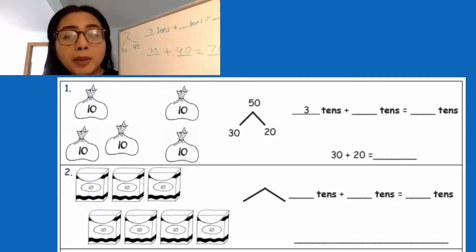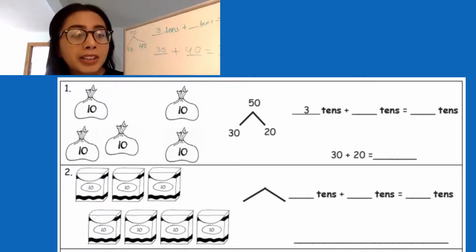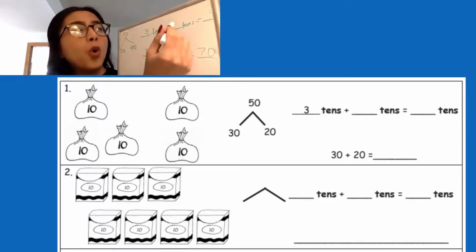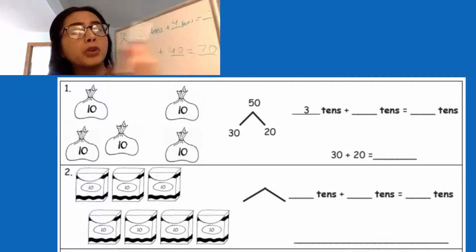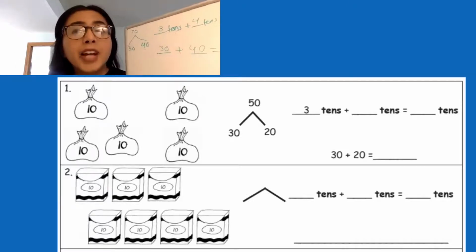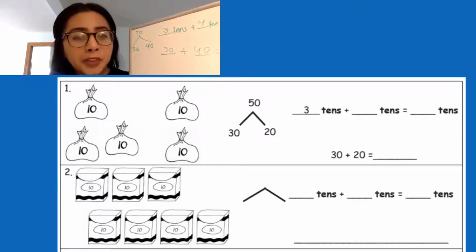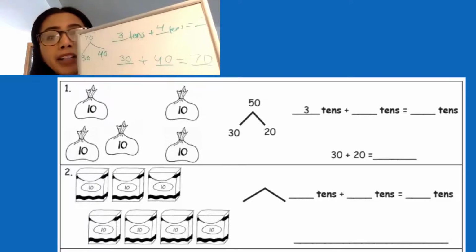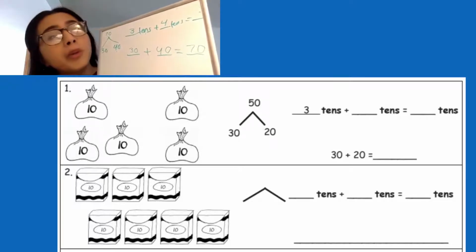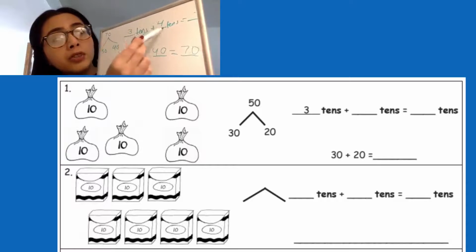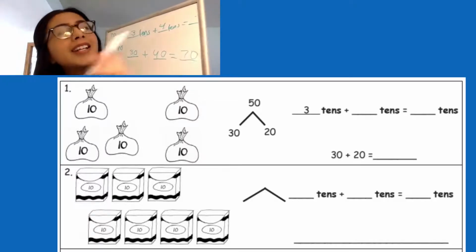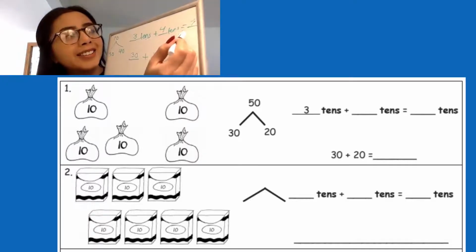If we look at the bottom row, how many crayon boxes are there? There are 4 crayon boxes, or 4 groups of 10. And if we ask how many groups of 10 or how many crayon boxes are there, we would say 3 tens plus 4 tens equals 7 tens.